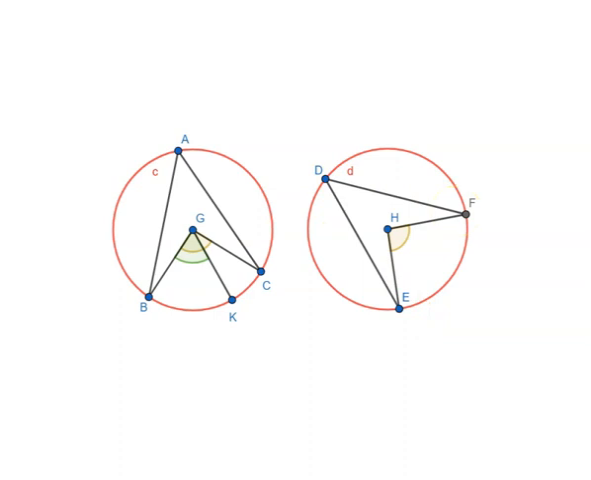So we have proved that if these circular segments are equal, then these angles standing on these equal circular segments are also equal to each other, whether they are at the center or on the circumference. So that is proposition 27 of book 3 of Euclid's Elements.